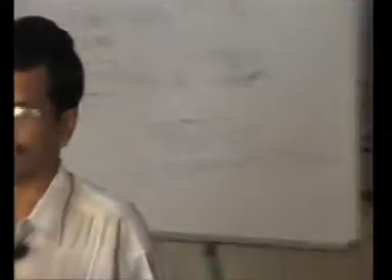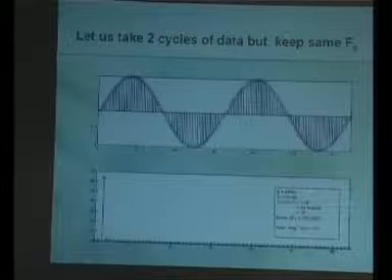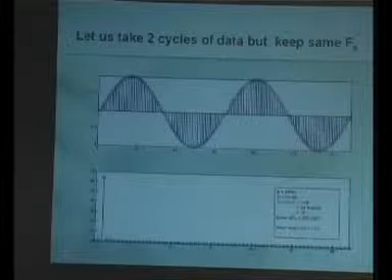Let us take the other one. Same signal, 50 hertz. Same sampling frequency, 3.2 kilohertz. But I have extended the signal up to 2 cycles. If I have extended to 2 cycles, how many points do I have? 128 points for FFT. If I calculate the FFT of this 128-point signal, it will give me up to 64 points. So this is my FFT.